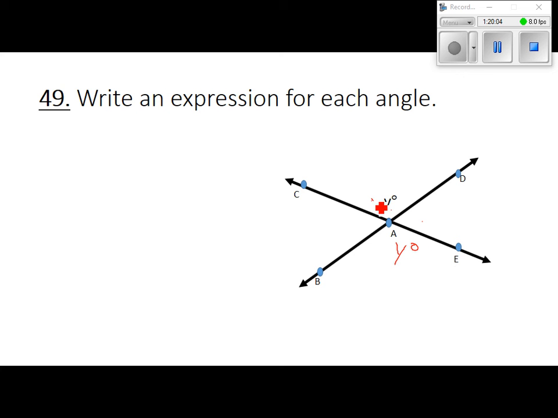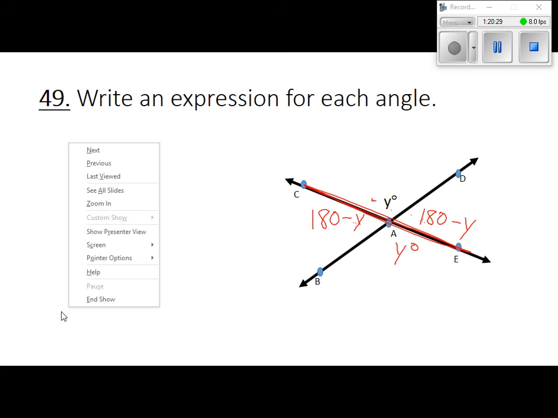These two angles are supplementary because they're a linear pair, they form a line. So if this angle is y, this angle is going to be 180 minus y. Well, what do we know about these two angles? They're vertical to each other, so this angle's got to be 180 minus y. We can't really do anything with that for right now. We can't figure out what y is, but we can set up an expression for each one.